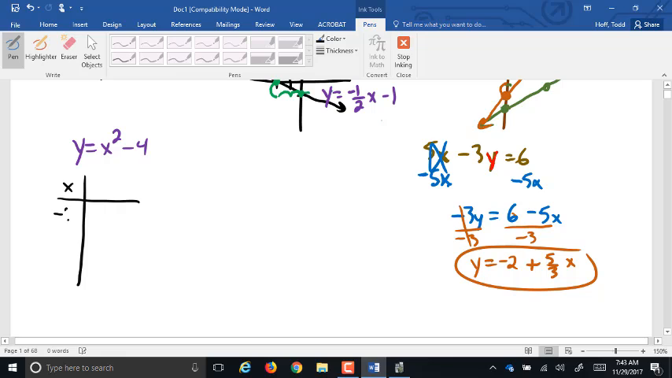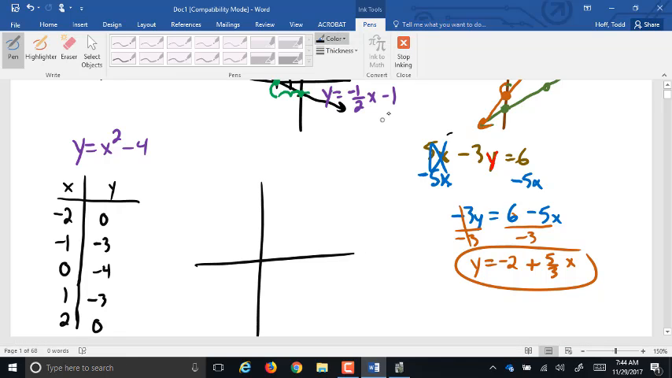So I'm just going to pick some values. Say x is negative 2. What's y have to be? Well, negative 2 squared is 4 minus 4, 0. If x is negative 1, what's y? Well, negative 1 squared is 1 minus 4, negative 3. What if x is 0? What's 0 squared? 0, 0 minus 4, negative 4. How about if x is 1? 1 squared is 1 minus 4, negative 3. And if x is 2, what's 2 squared? 4 minus 4, 0.